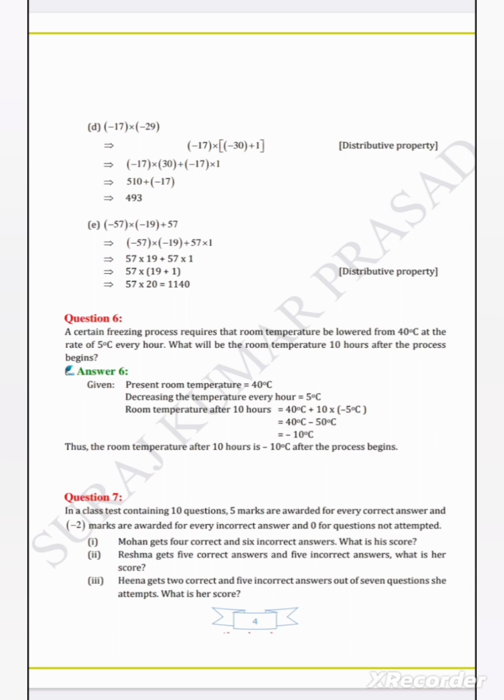And E. Minus 57 into minus 19 plus 57. That is minus 57 into minus 19 plus 57 into 1. Here the distributive property applies. 57 into 19 and 57 into 1. Here we can take 57 as common. Why? Because it is repeated 2 times. So in the bracket 19 plus 1. 19 plus 1 is 20, so that 57 into 20 is equal to 1140.